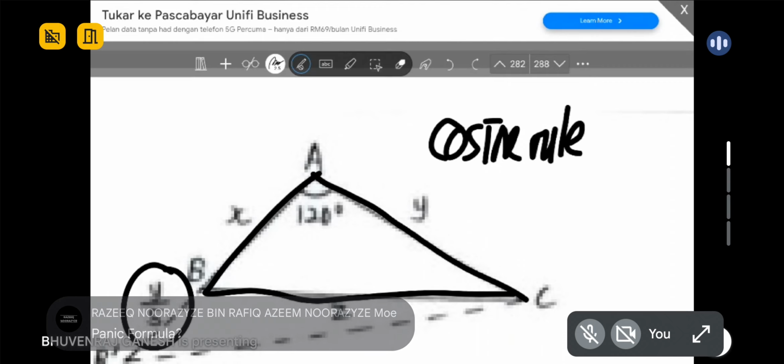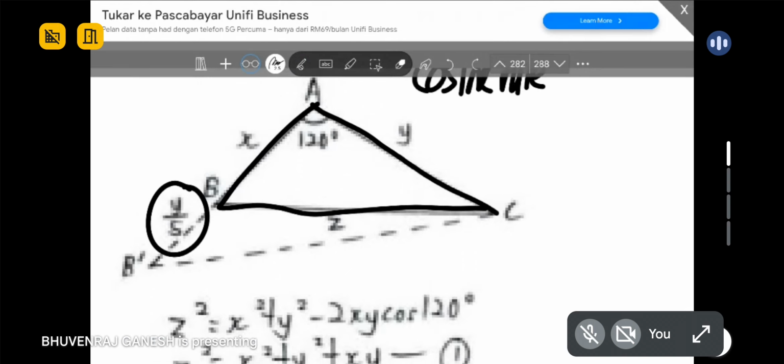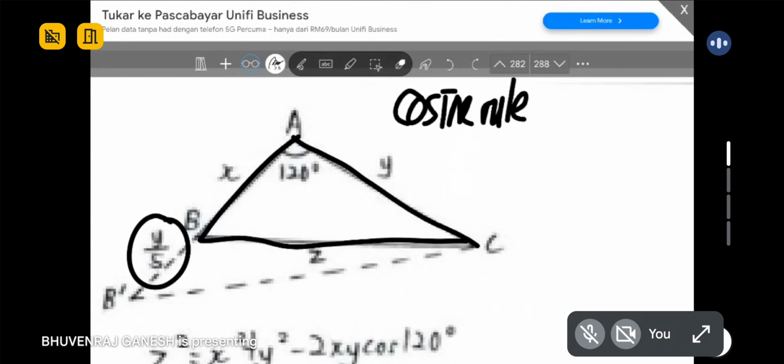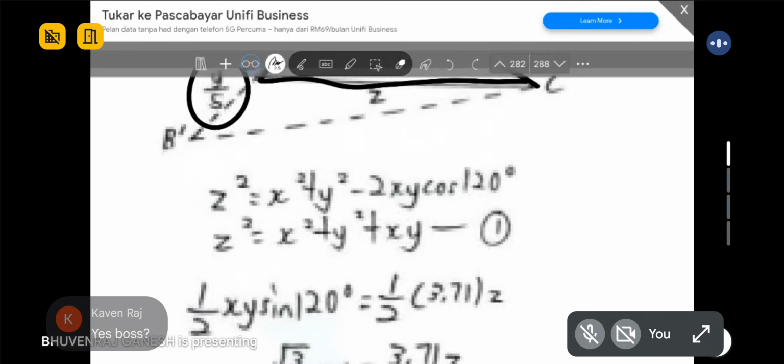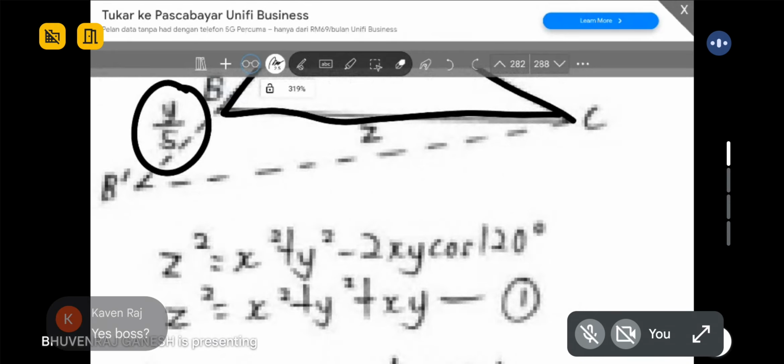Am I right? Not Heron's formula. Just use cosine rule. Can you see, guys? You got three sides and one angle. Remember, 3 sisi satu sudut, selalu boleh guna petua cosinus. Okay, 3 sides, 1 angle. So directly, you already get one equation. Can you see that? Kamu sudah ada satu persamaan.